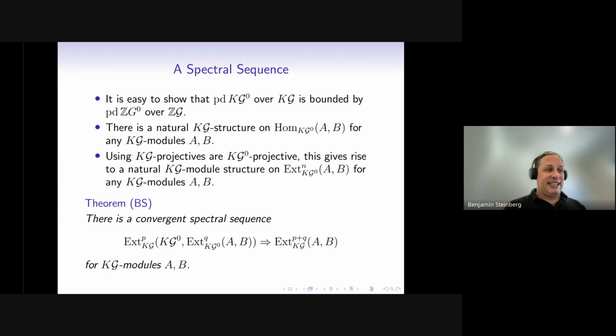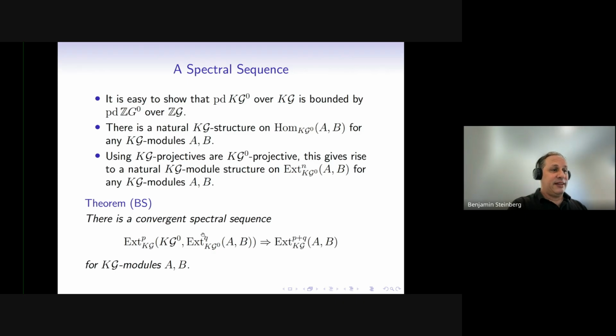So that's the main trick, and it's the same kind of trick you use for groups. You just have to show that you can define the KG module structure on the Hom and the Ext, and so it's not that difficult. It's similar to the group case, but technically there's a little bit more work to be done. But that's what we use to get the bound.